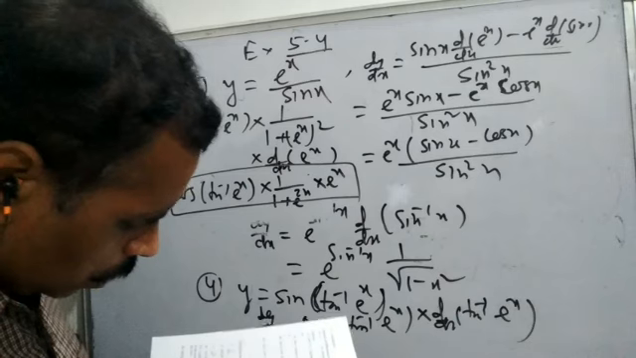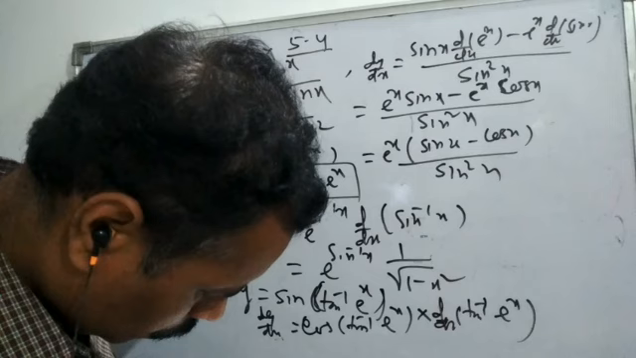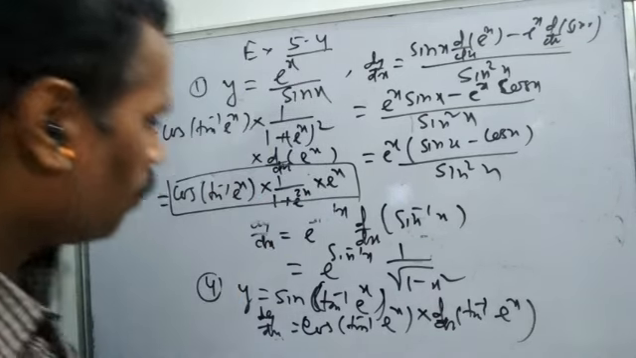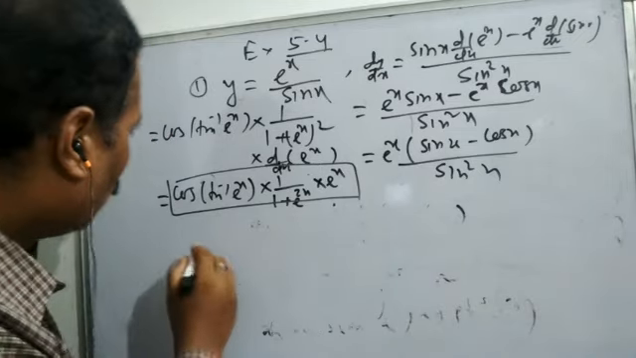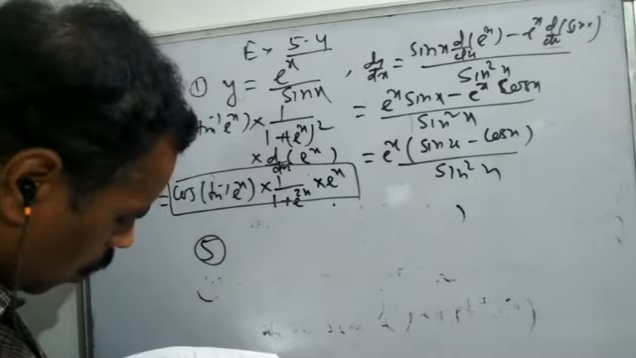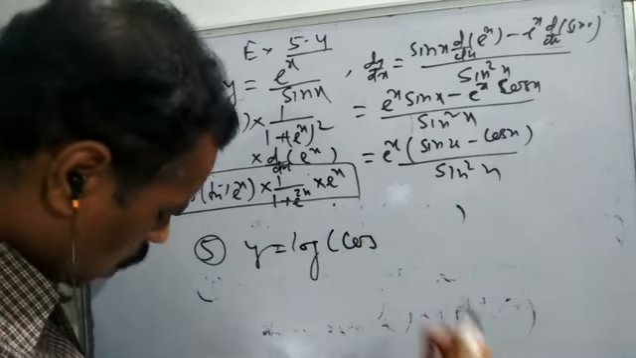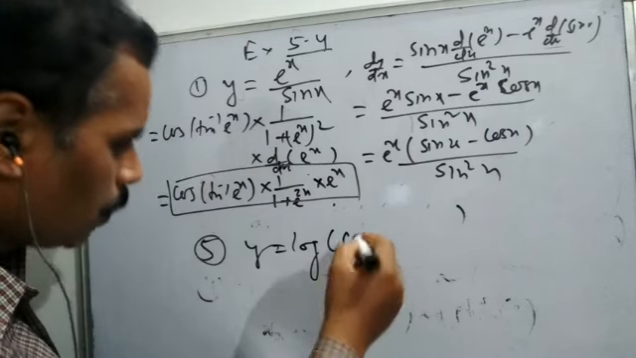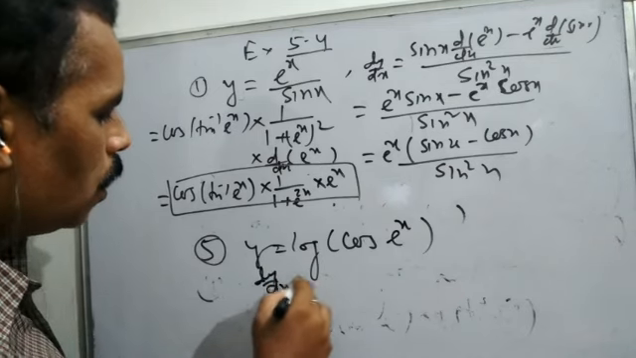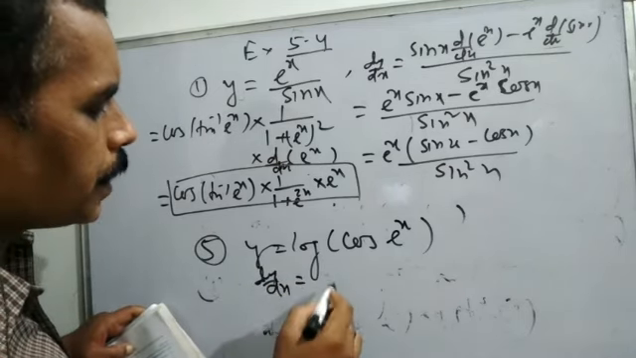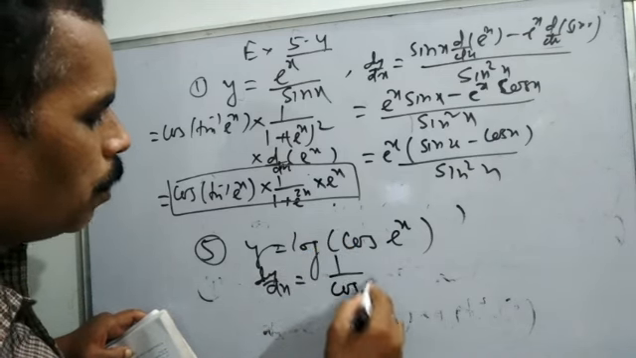Okay. So now question number 5, log cos e to the power x. What will be? You can find easily. Question 5, log cos e to the power x. So what will be dy by dx? Log x derivative you know, 1 by x. Here x is cos e to the power x, so in place of x, it will be 1 by cos e to the power x.